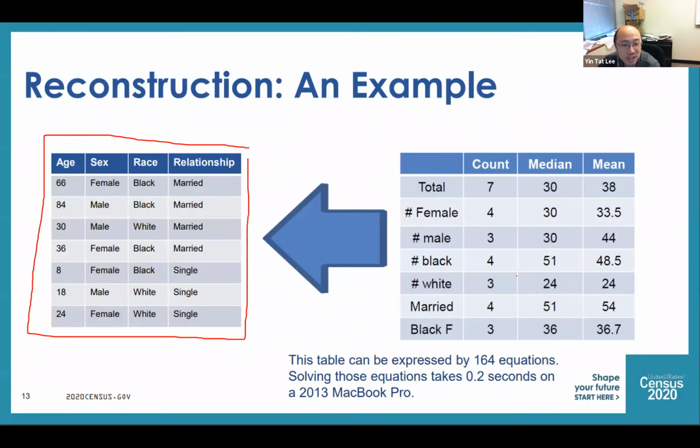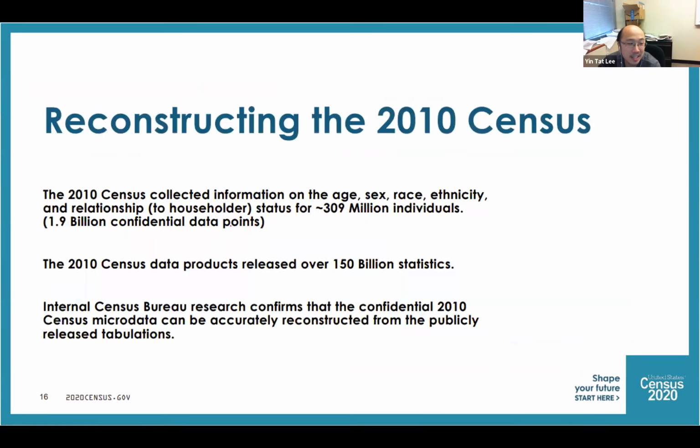And more, this is just an artificial example. And what the Census did is they tried to go back 10 years. They have done the 2010 census. They collected all the US citizens' age, sex, race, ethnicity, and relationship. And they released a bunch of statistics.